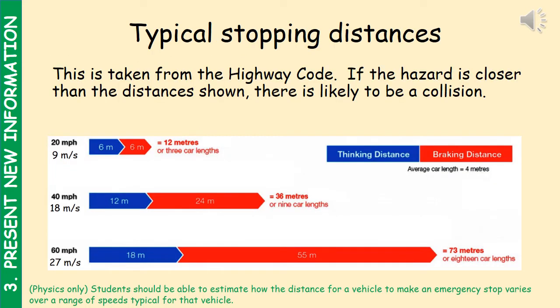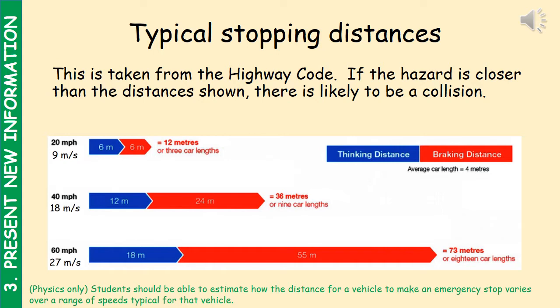So in the British Highway Code there is a table of typical stopping distances, and if the hazard is closer than the distances shown for that speed, there's likely to be a collision. Now I've deliberately here taken three speeds where I've gone 20, 40 miles an hour, so I've doubled it, and then I've gone 60 miles an hour, so I've tripled it from the original speed.